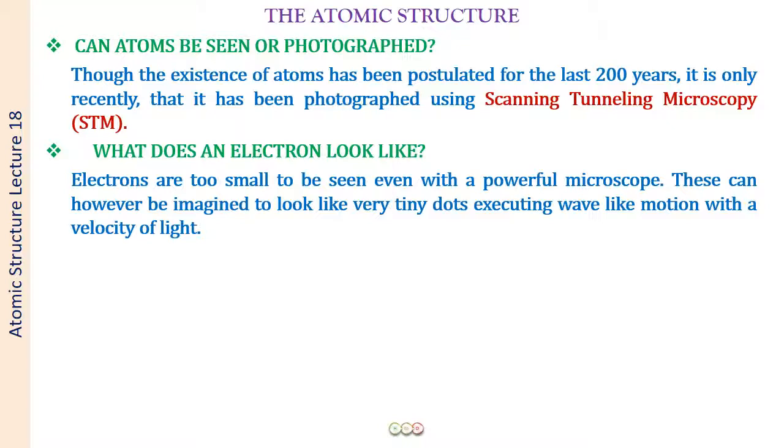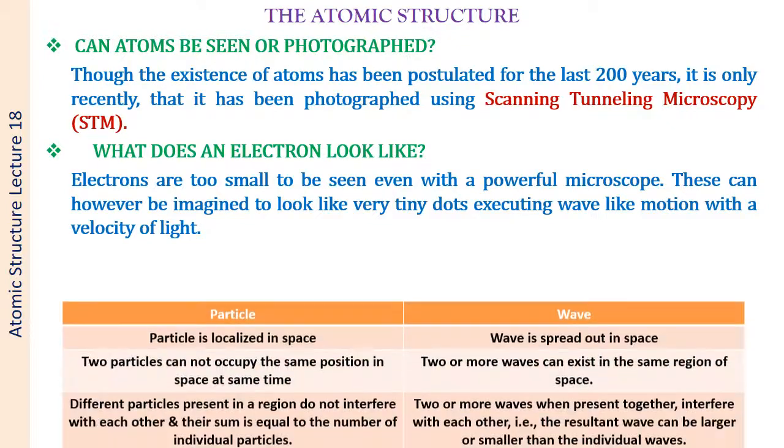These can, however, be just imagined to look like very tiny dots executing wave-like motion with the velocity of light. Interesting, I hope. Maybe one of you can invent something and let us be able to see an electron.